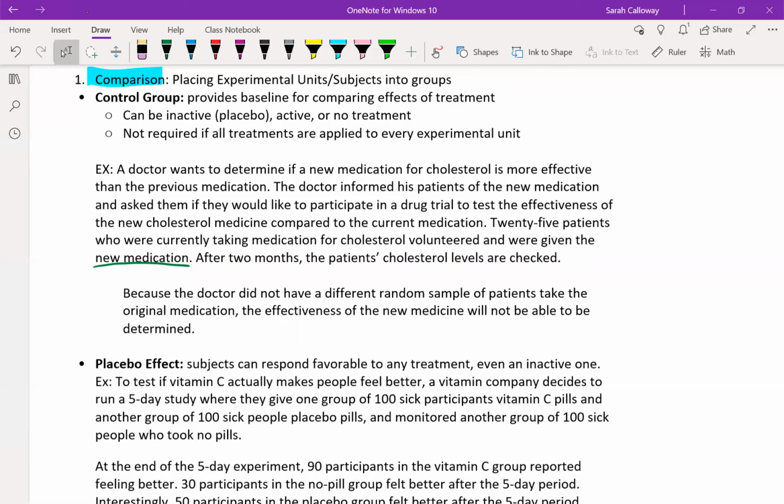Because the doctor did not have a different random sample of patients take the original medication, the effectiveness of the new medicine will not be able to be determined, because we don't have anything to compare those cholesterol levels to. That's why comparison is important, so that you can see what happened with the old medication, what our data from that is, so that I can compare the data to the new medication and see if those levels have improved.